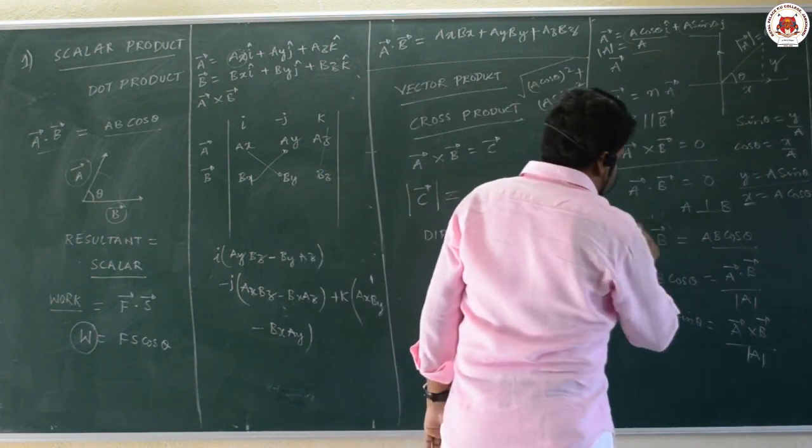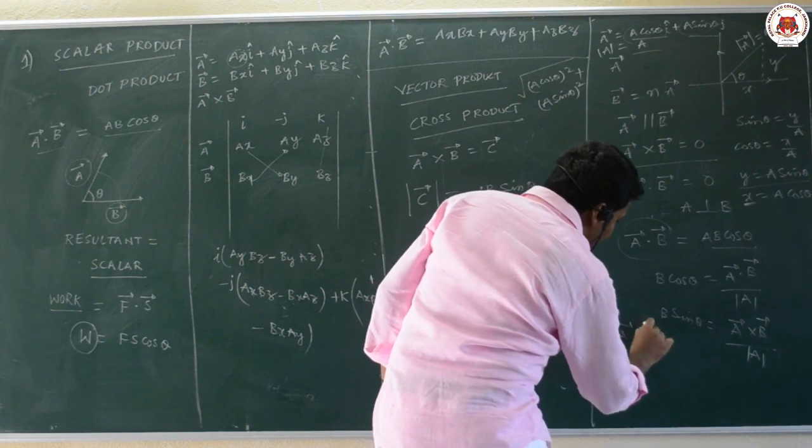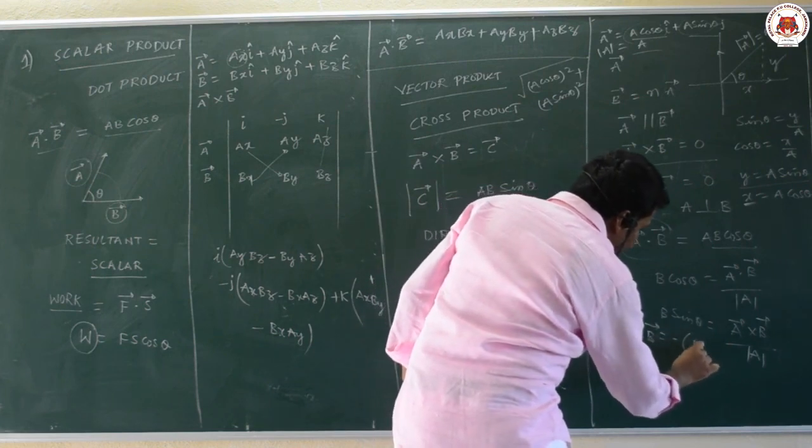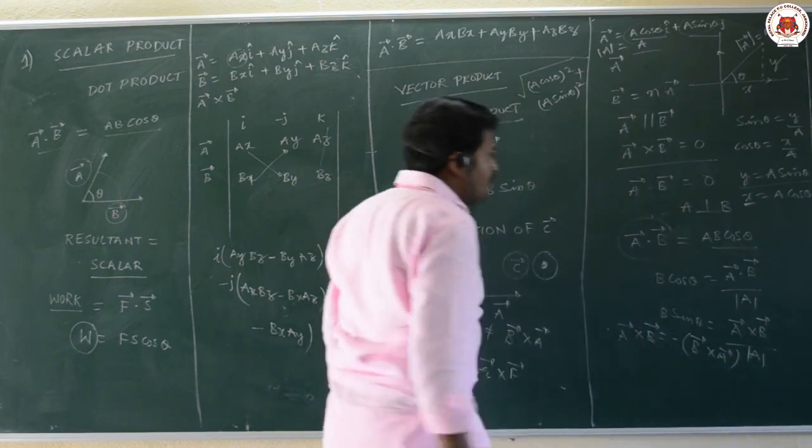And A bar cross B bar is not equal to B bar cross A bar, but A bar cross B bar is equal to minus of B bar cross A bar. Okay, this is about the cross product.